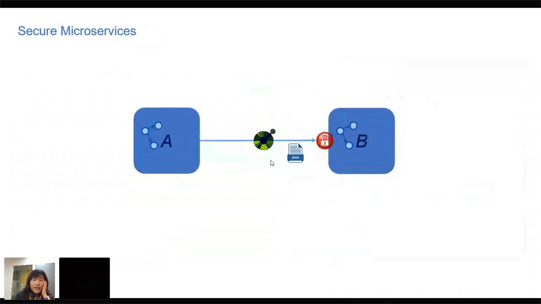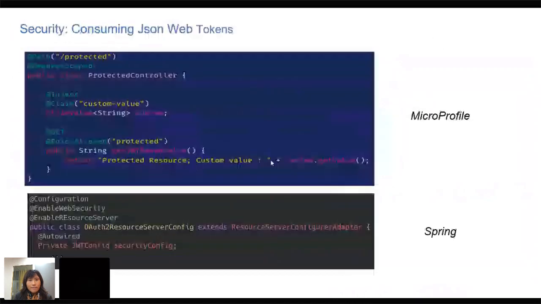So the next one is how to secure microservices. Security is very important in the microservice architecture. Let's go to the next slide to see the difference between Spring and MicroProfile. Next, please. In MicroProfile, the security aspect is directly built on top of Java EE security.